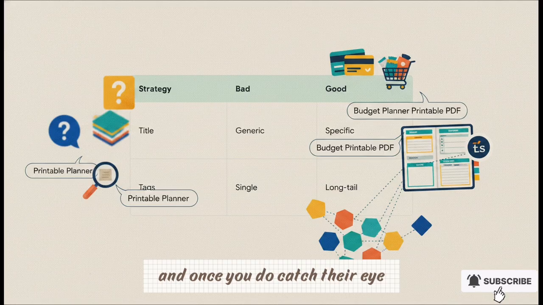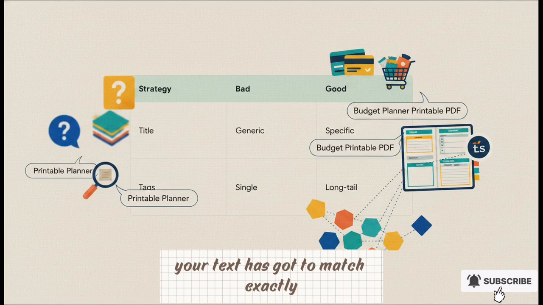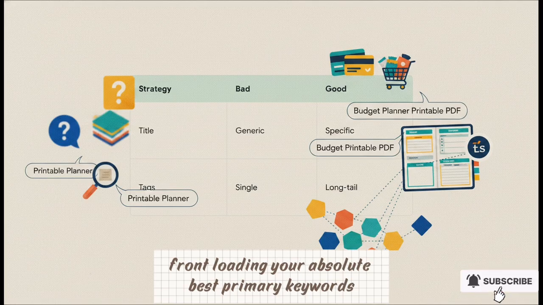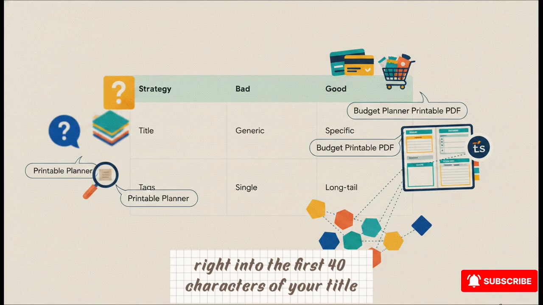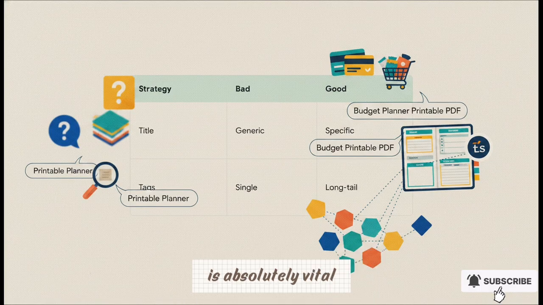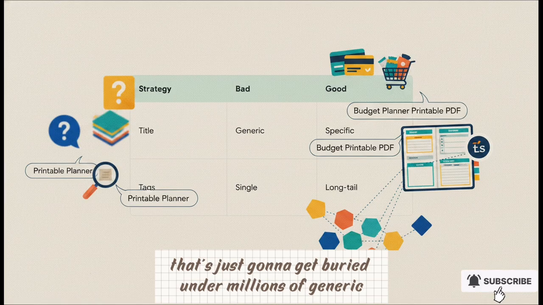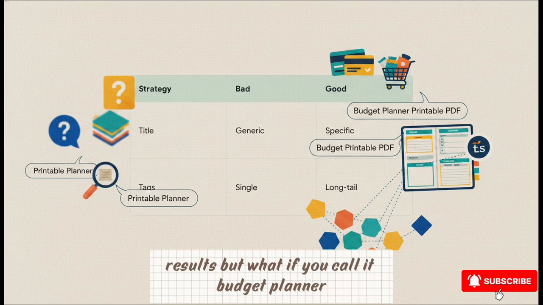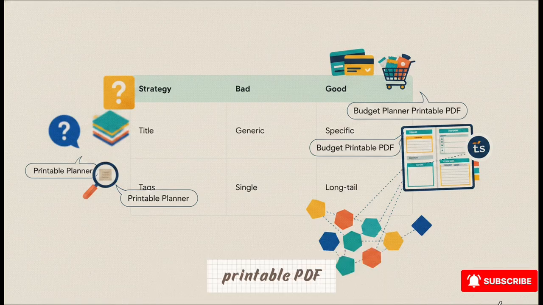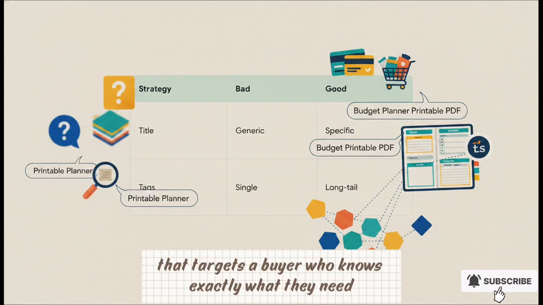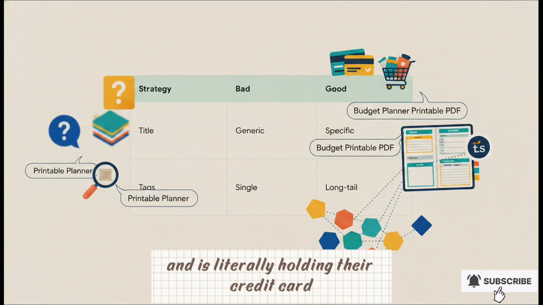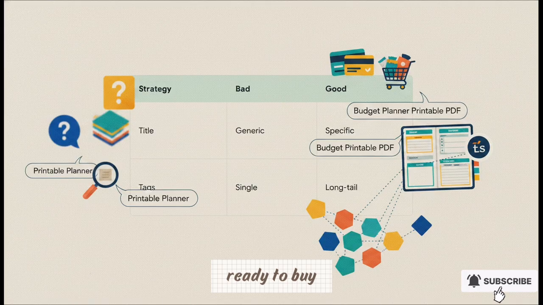And once you do catch their eye, your text has got to match exactly what they're searching for. Front-loading your absolute best primary keywords right into the first 40 characters of your title is absolutely vital. Imagine calling your product Printable Planner. That's just going to get buried under millions of generic results. But what if you call it Budget Planner Printable PDF? That targets a buyer who knows exactly what they need and is literally holding their credit card ready to buy.